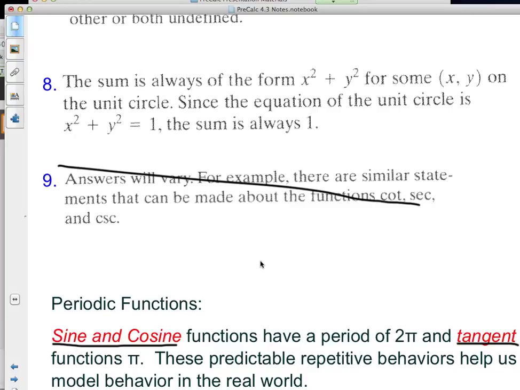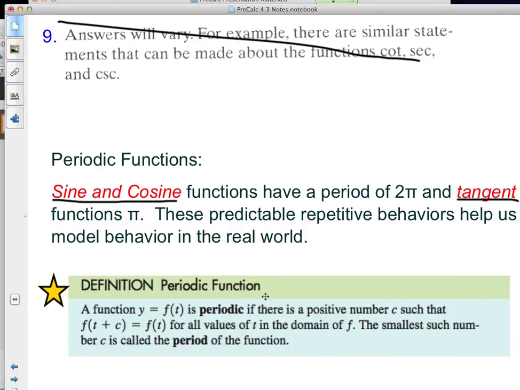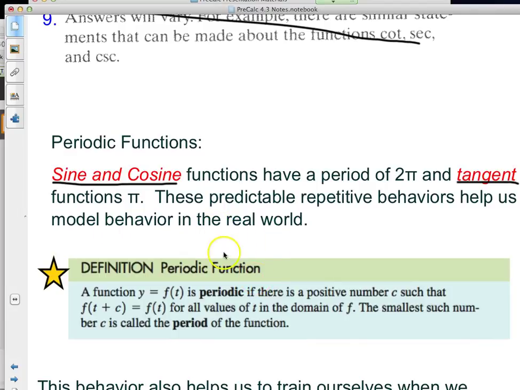Okay. Now, let's talk about some periodicity. Sine and cosine functions have a period of 2 pi, and tangent functions have a period of pi. These predictable, repetitive behaviors help us model behavior in the real world. Now, defining a periodic function: a function y equals f of t is periodic if there is a positive number c such that f of t plus c is equal to f of t. Now we found that periodicity, 2 pi for sine and cosine, or just pi for tangent. So keep that in mind as we're reading this. That's what they're referring to.